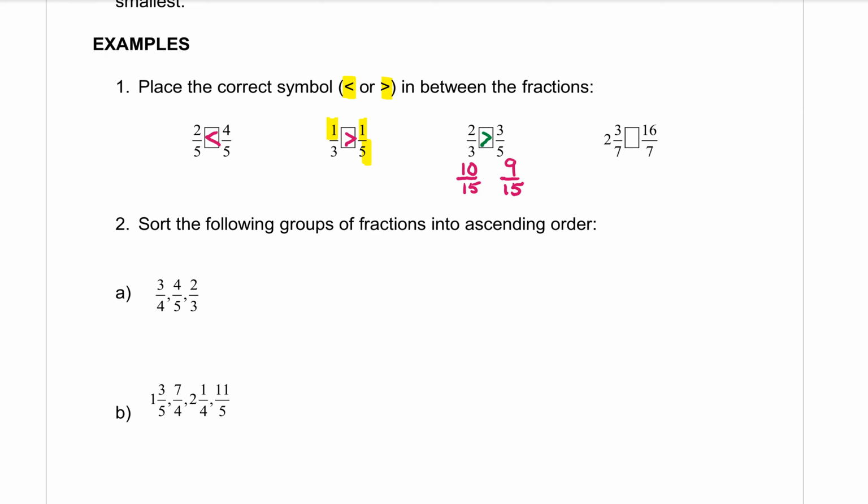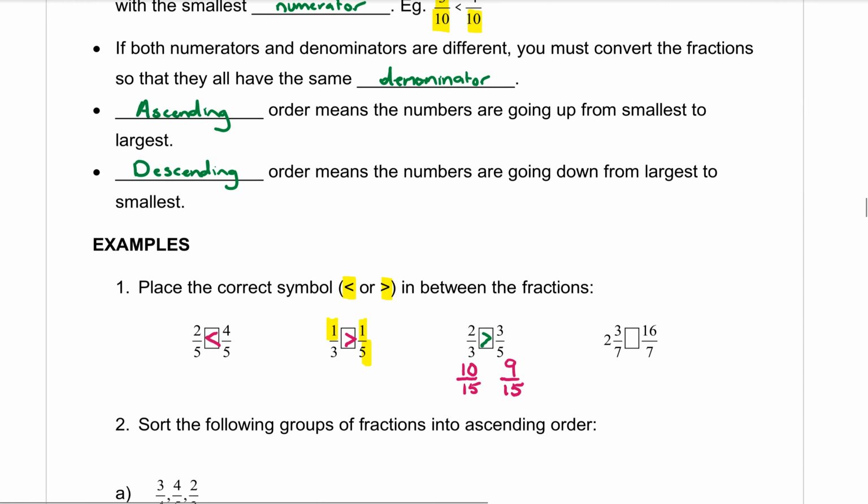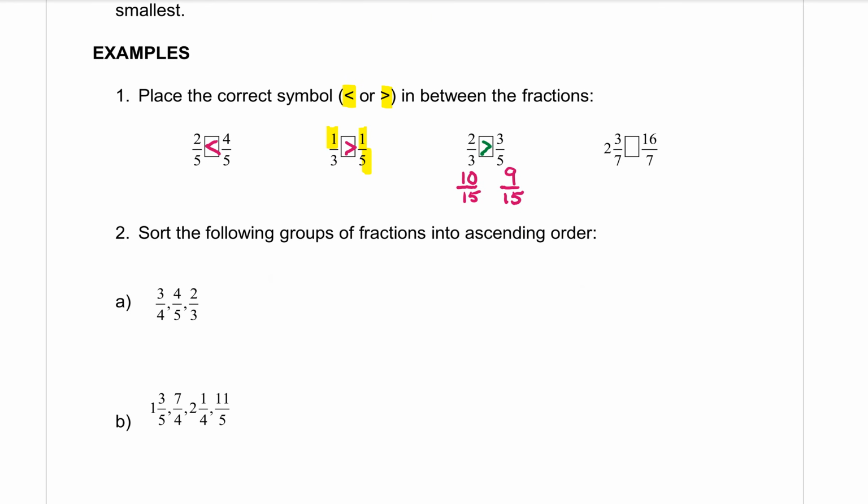Okay, let's look at the last one of these. We have 2 3/7. And we have 16/7. Now they do both have the same denominator, but we just need to be a little bit careful because one is a mixed numeral and one is an improper fraction. So we've practiced this. We can change that mixed numeral there into an improper fraction. So let's do that. The 7 will stay on the bottom.